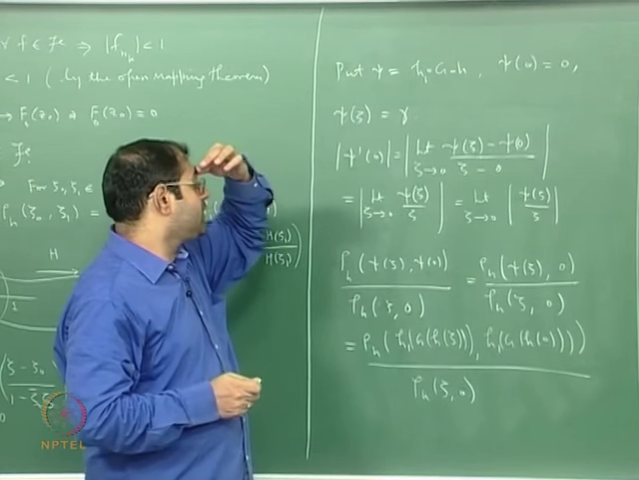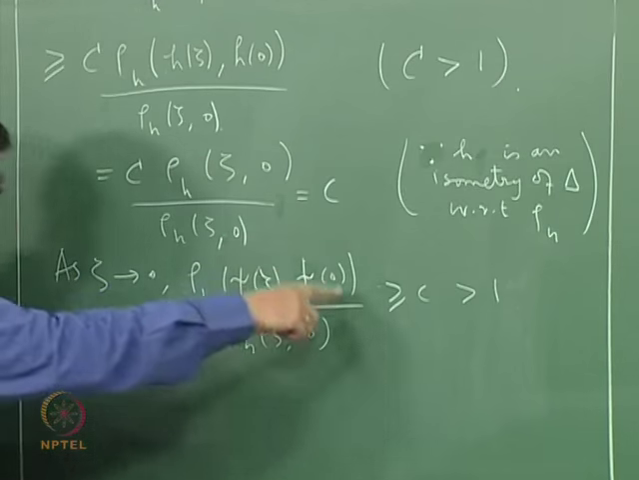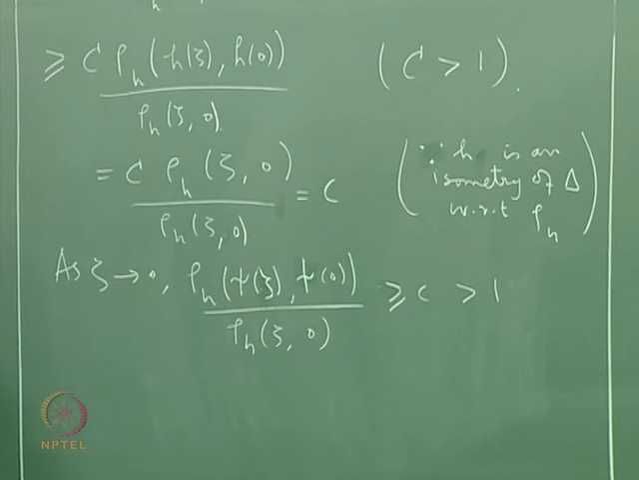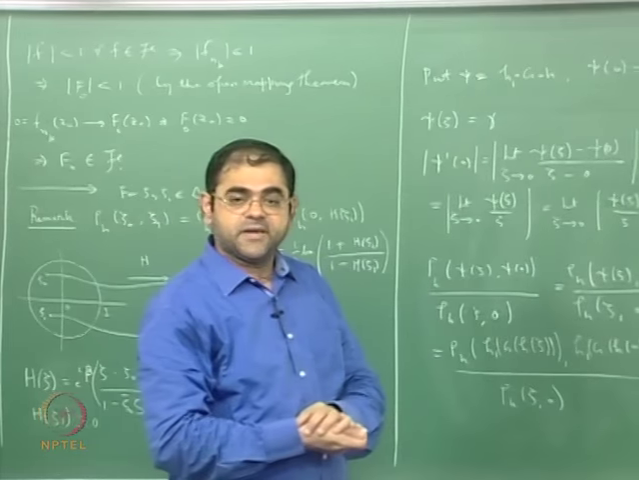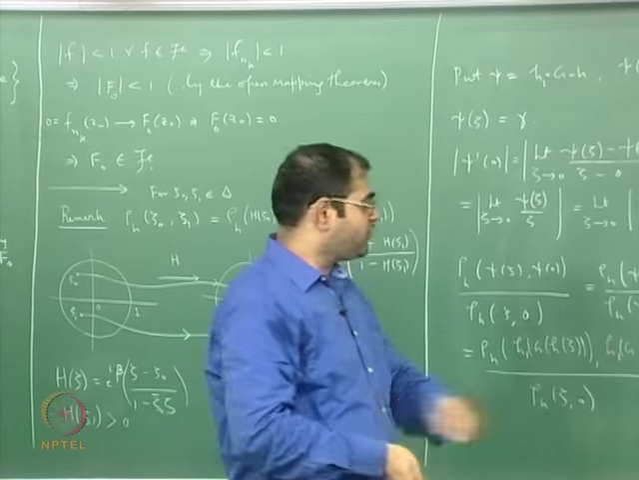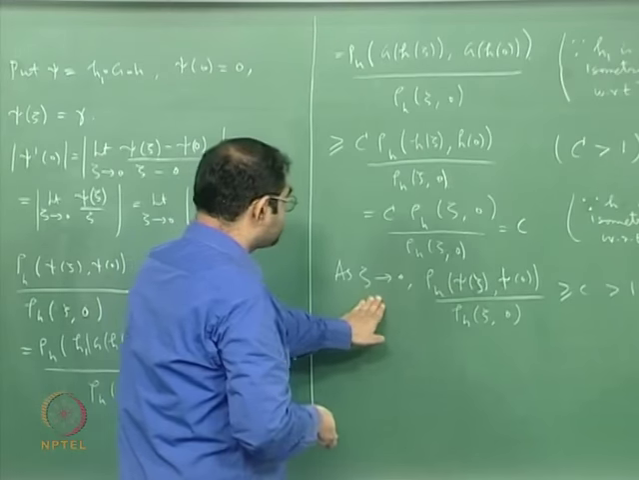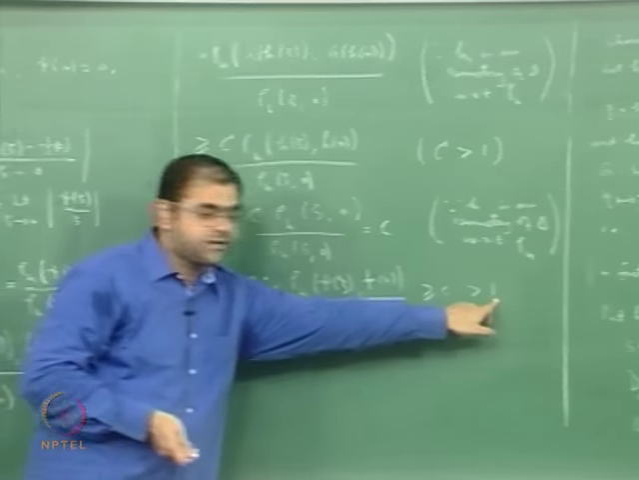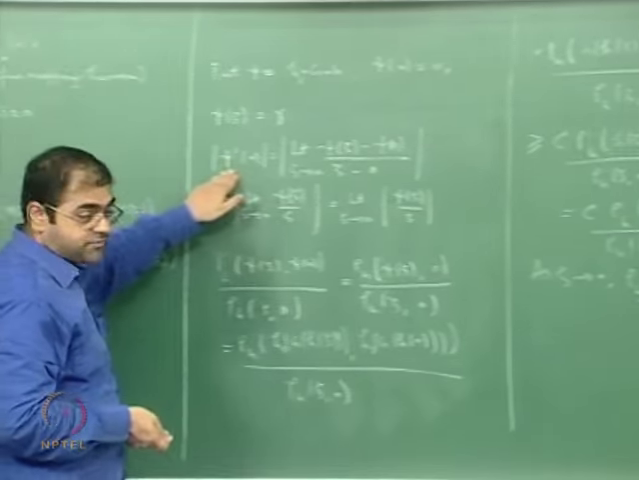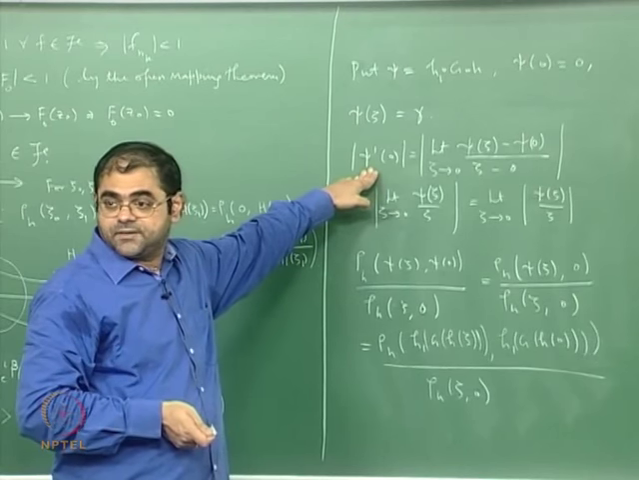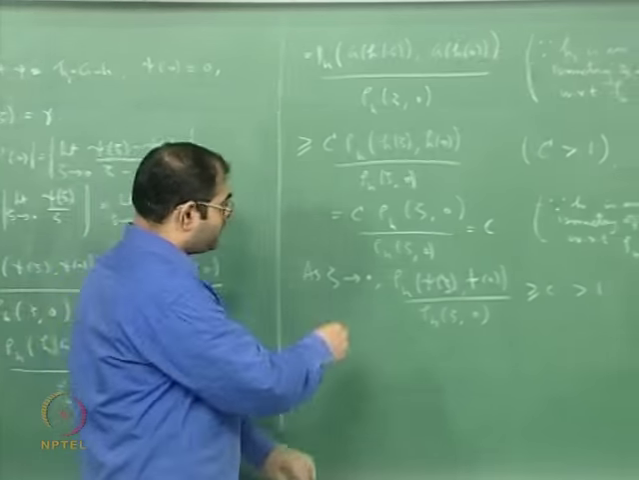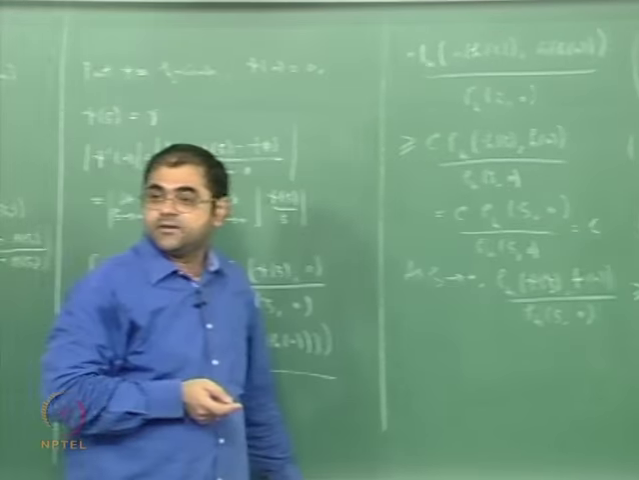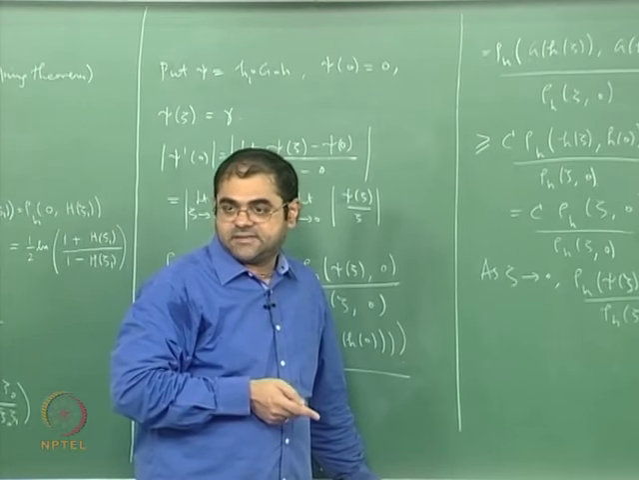On the other hand, my claim is that as zeta tends to 0, this behaves like psi zeta by zeta. Therefore, in other words, as zeta tends to 0, if you take mod psi zeta by zeta, it is a quantity which is greater than 1, and therefore the derivative at 0 is greater than 1, that is the claim. So what we need to understand is that this, as zeta tends to 0, behaves like psi zeta by zeta.